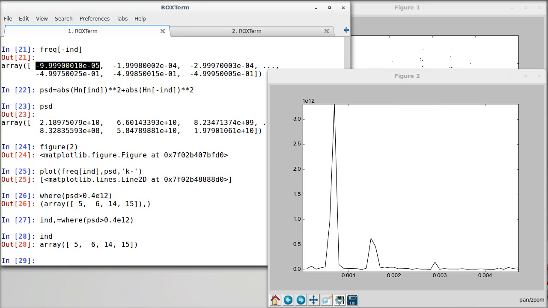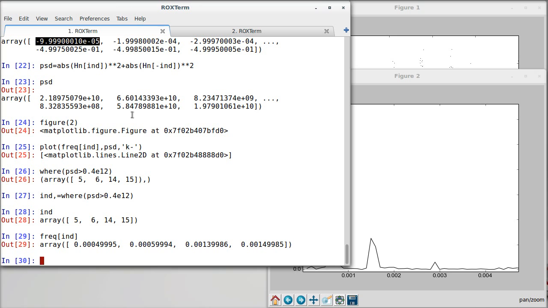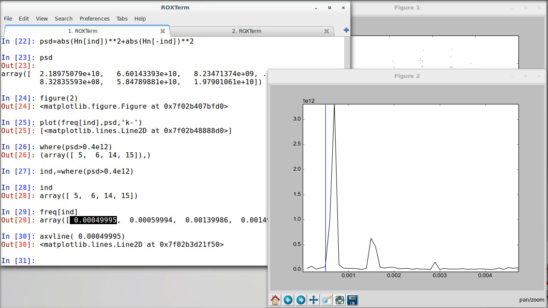And now the question is, at what frequencies do these occur? Well, our guess might be at these frequencies. Well, that will be wrong. To see that that's wrong, let's actually look at where these frequencies occur. So let's draw a vertical line at this frequency. Well, that doesn't seem to align with the peak. What happened? This is an important point.